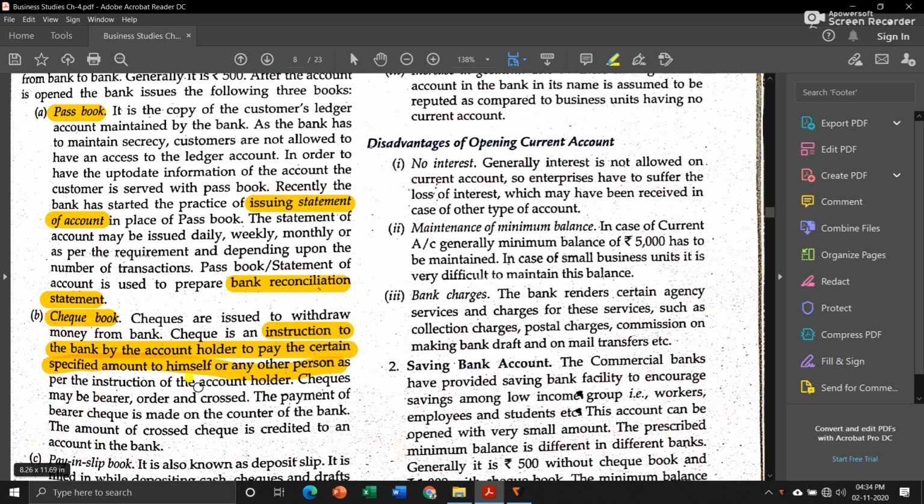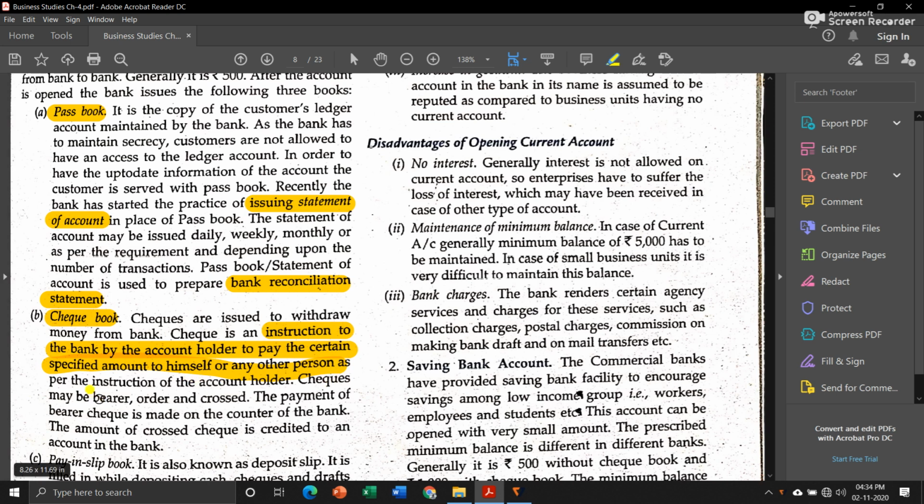If you want to withdraw for yourself, then you will simply give that check to the bank and the bank will make payment to you. But if you want to give it to someone else, then you can write that person's name on your check and that person can take that check to the bank and withdraw money from your account.